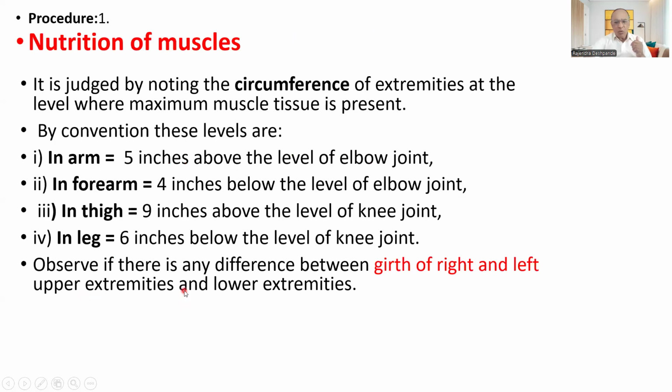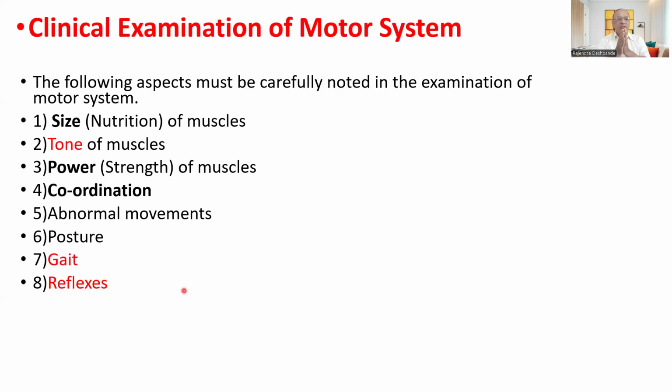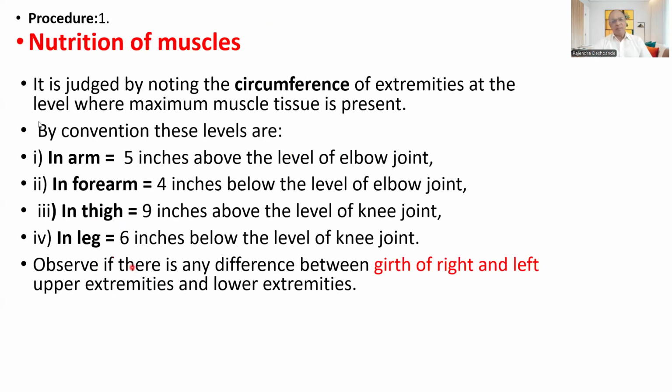So before going further, let me tell you, first we will check the nutrition of muscles, that is the size of the muscle. Then we will also see the tone of the muscle, then power or the strength of muscle, then the coordination in the different muscle groups. In the second part, we are going to see the abnormal movements, posture, gait, and reflexes. Let us start to learn step by step. First part is nutrition of muscles.